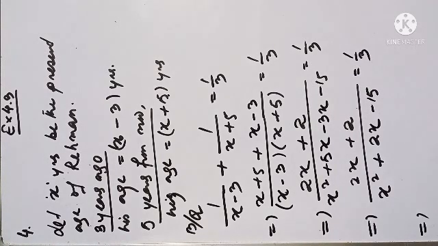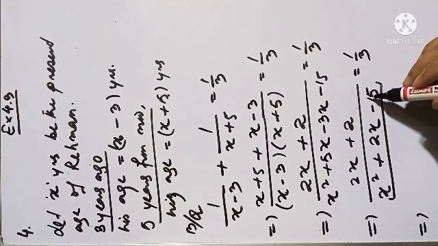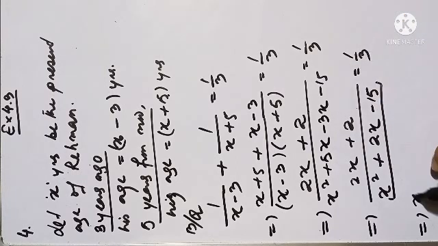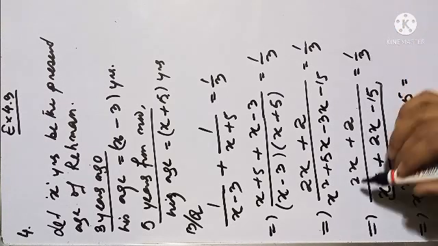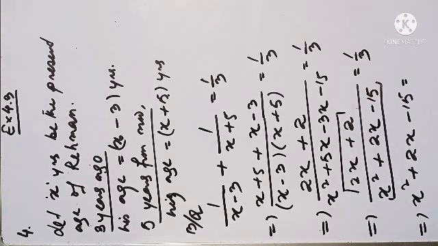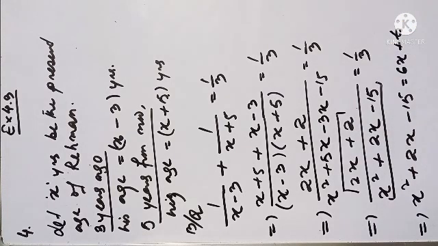Implies what happened now? We'll do the cross multiplication. This x square plus twice x minus 15 will multiply with 1, so that you will be getting here x square plus twice x minus 15. And then what happened? This 3 will multiply with twice x plus 2, so that 3 into 2, you'll be getting here 6x. 3 into 2 again, 6.